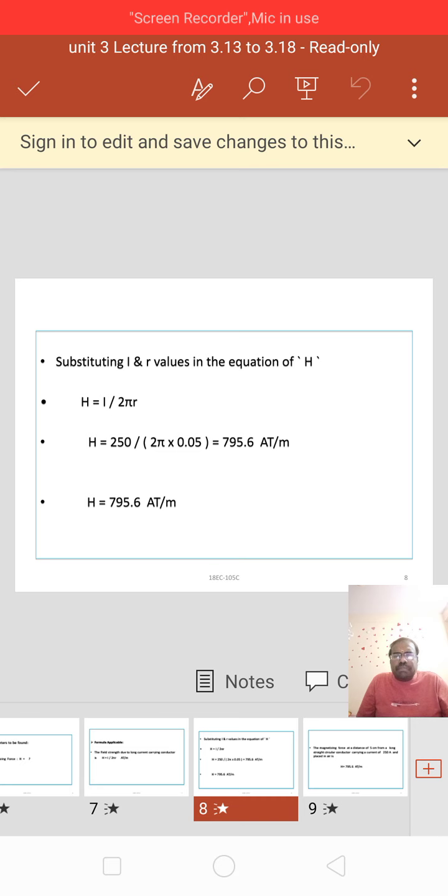Okay, it is a simple problem. We must know the given data, formula applicable, and parameter to be found. Next, clearly substitute the values, then we obtain the result. H equal to 795.6 ampere turns per meter.